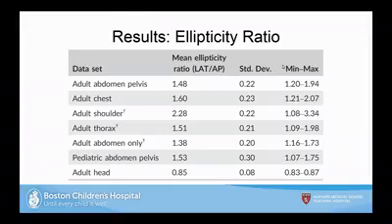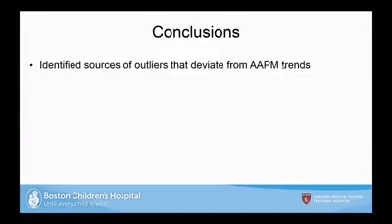Here I'm plotting the min and max range for the two, and you can see for all these cases that the range actually varies significantly, except for the head. So again, this reiterates the fact that we should be looking at the patient on a per slice basis. So just to conclude from the study, we identified sources of outliers that deviate from the AAPM trends.